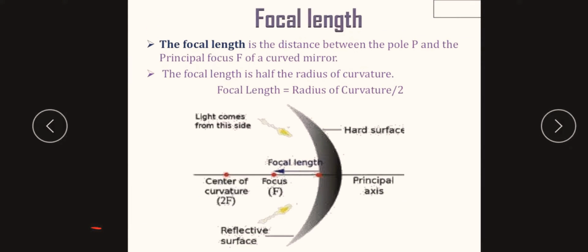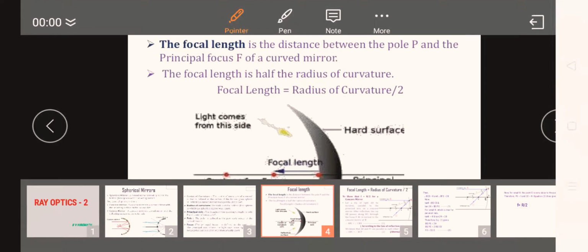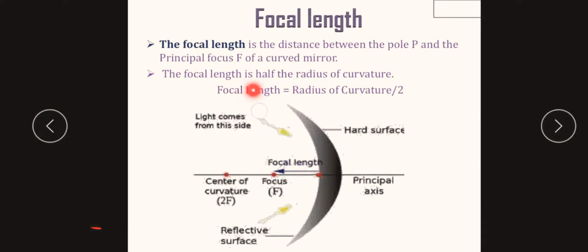According to the definition of focal length, it is the distance between the pole and the principal focus. Here this is the pole, and the distance between the pole and the principal focus is called the focal length, represented by small f. The principal focus is represented by capital F. There is a relation between the focal length and the radius of curvature: the focal length is half of the radius of curvature, f = R/2.